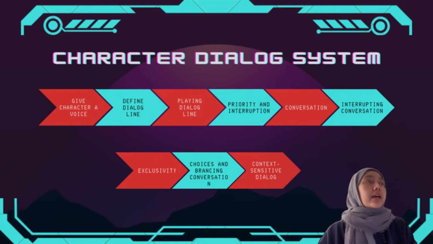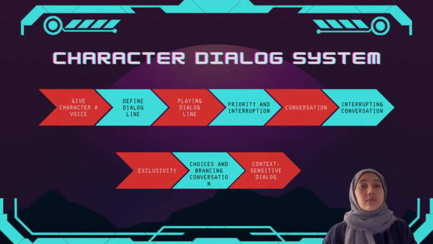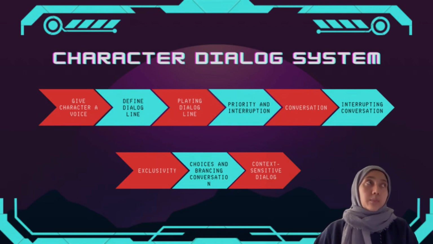The next system is priority and interruption, where the dialogue line will assign a priority level. Higher priority dialogue line can interrupt the lower priority dialogue line. The next one is conversation, where it can construct conversation between character and player. The next one is about interrupting conversation, where it compares the priority and interaction theory. Higher conversation can interrupt the lower priority conversation.